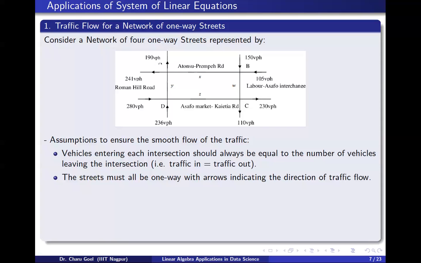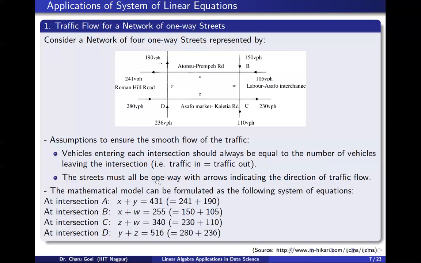Of course, that kind of problem is also handleable. Okay, but that is more complicated and that would need more concepts. So let us discuss this simplified version. Okay, so the mathematical model of this traffic flow system can be formulated as, so for D we already talked, Y plus Z equal to 516.